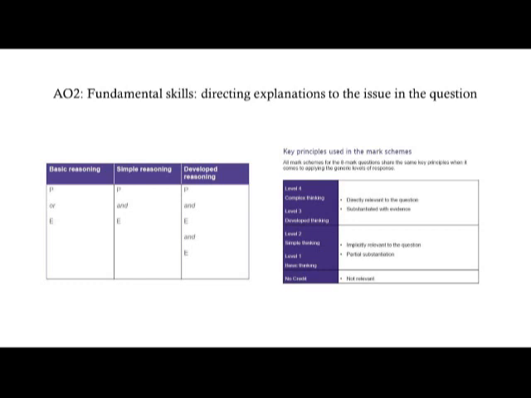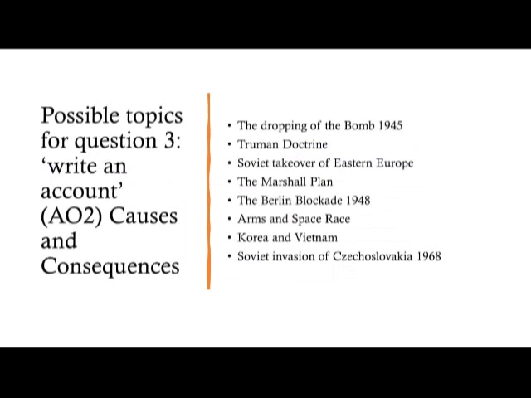So if it's question 3, write an account, we know that these questions are focused predominantly on cause and consequences. The questions are always going to ask you to some extent about how a particular Cold War development increased tensions. So the focus is on the cause of the increasing tensions and the consequences of the event that you're looking at. Now, there are so many different areas that they could focus on for this question. There are a few ideas here on this slide as to where they might go.